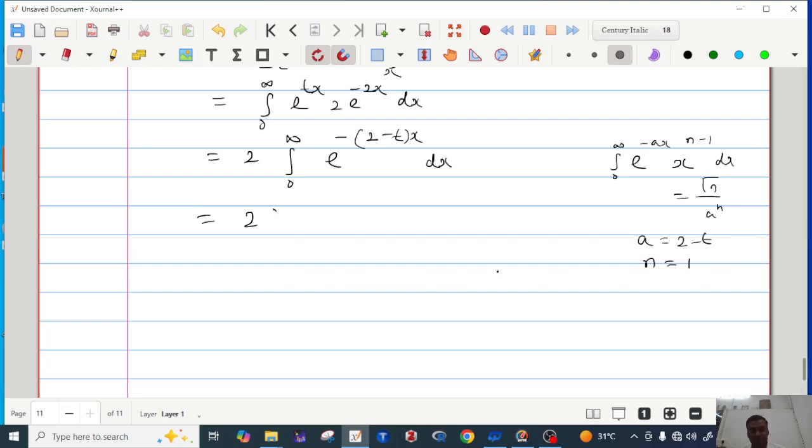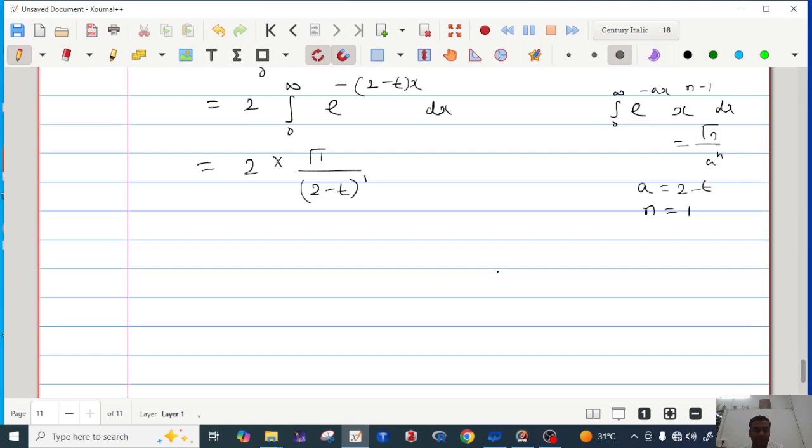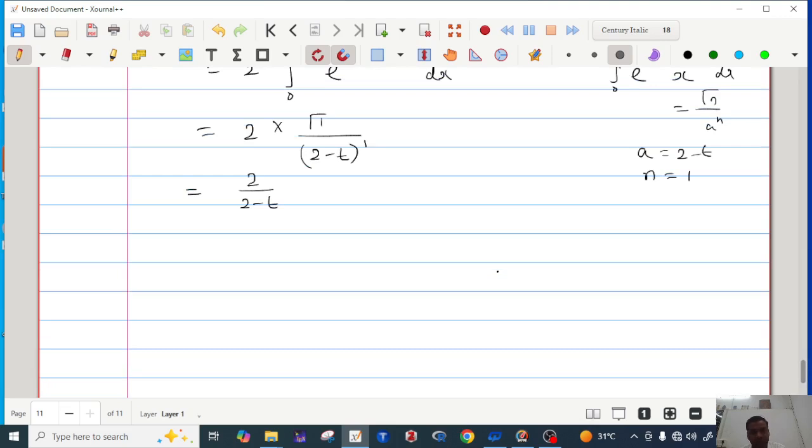Gamma 1 is 1, so we get 1 upon (2 minus t) raised to n. That's it. Since gamma 1 is 1, we have 2 upon 2 minus t. Take this 2 outside.